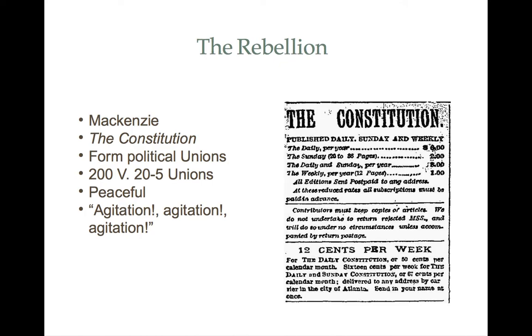Mackenzie later claimed that 200 unions had been created, although it is believed that the number actually ranged between 20 and 25. Although the movements caused some tensions between Tories and reformers, they were generally peaceful and hardly ever involved military training. Although Mackenzie had suggested that the unions might be militarized, he himself wrote in an article in The Constitution on September 13th that their primary goal was agitation, agitation, agitation.